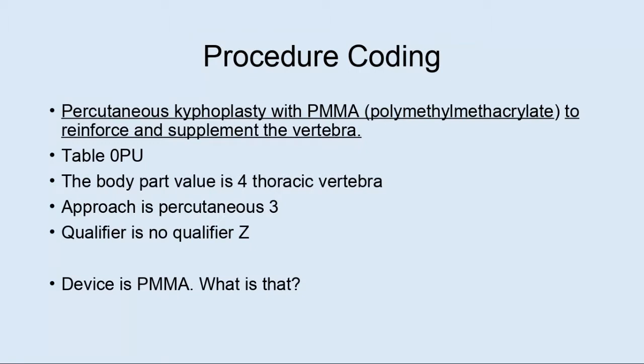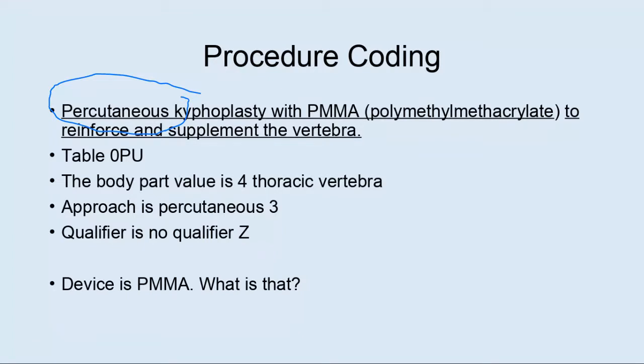We already have the body part value 4 for thoracic vertebrae, so there are only 3 other digits to choose. Referring back to the documentation, the approach is percutaneous, right? Percutaneous. And the qualifier is none. There's no qualifier. So the only question is the device. What exactly is PMMA? What is that?